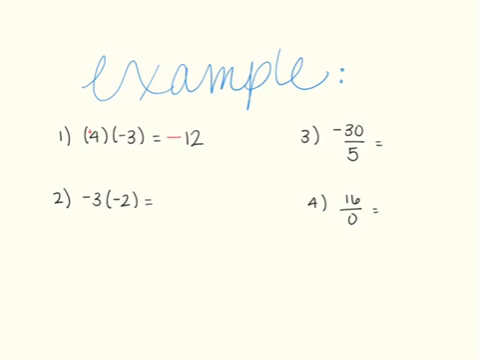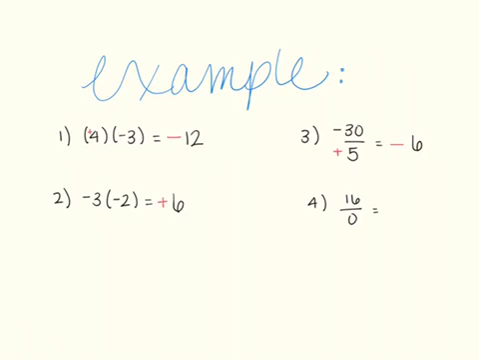In example 2, you have negative 3 times negative 2. Because I have two negative signs, I'm going to have a positive 6. And then in example 3, you'll have negative 30 divided by 5. So I have a negative divided by a positive, which is going to give me negative, and then 30 divided by 5 will give me 6. So my answer will be negative 6.